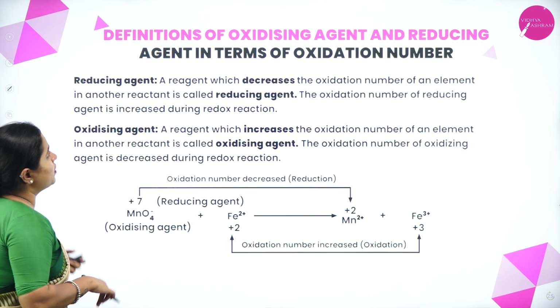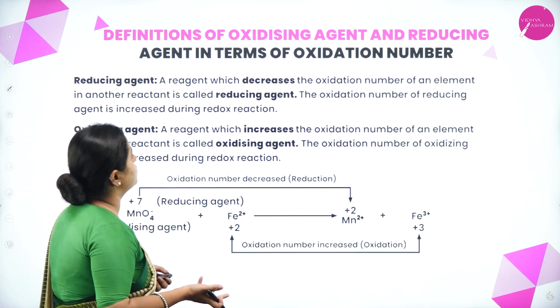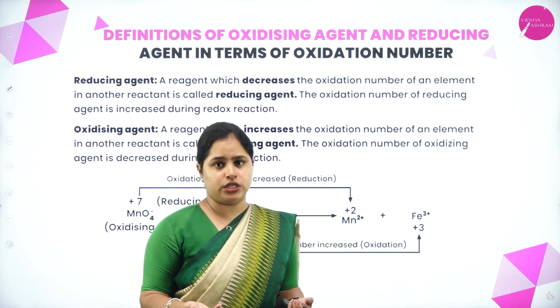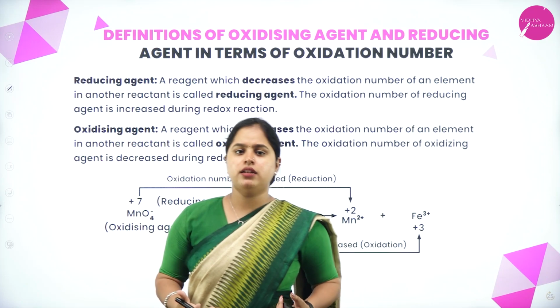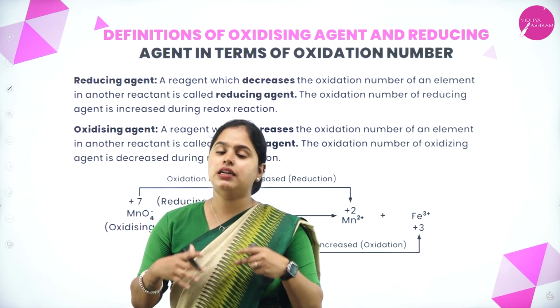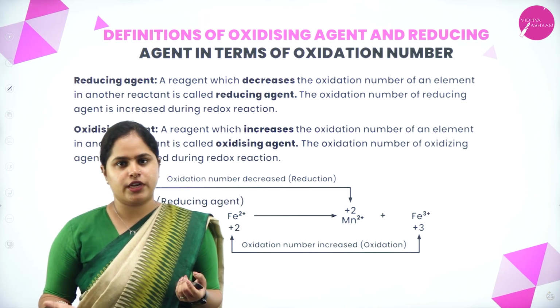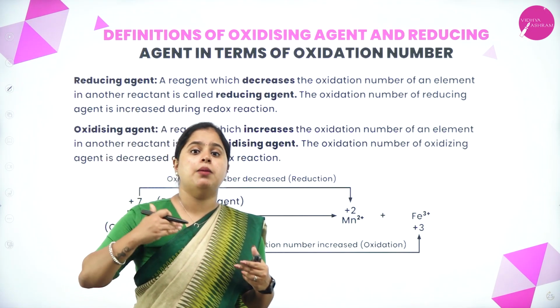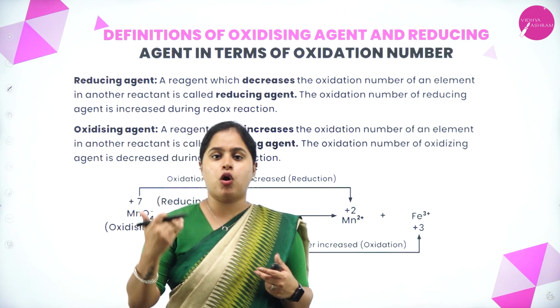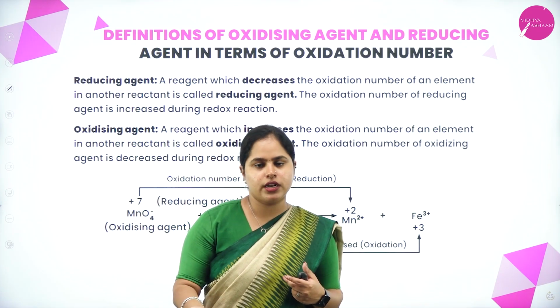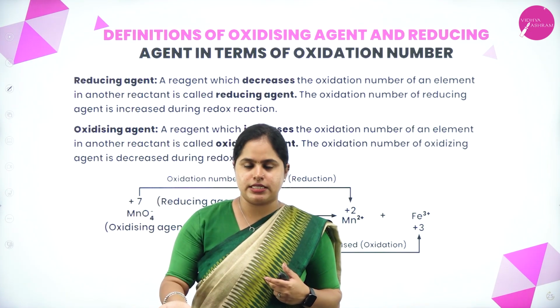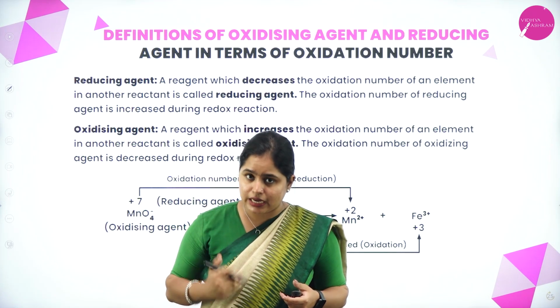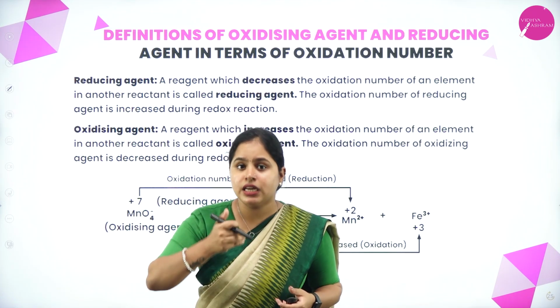Now moving on to the next one, the definition of oxidizing agent and reducing agent in terms of oxidation number. So how can we define reductant or oxidant in terms of oxidation number, we are discussing now. So in terms of oxidation number, when the oxidation number is increasing, we say that the compound is getting oxidized, or the atom is getting oxidized. When the oxidation number is reducing, we say that it is getting reduced.